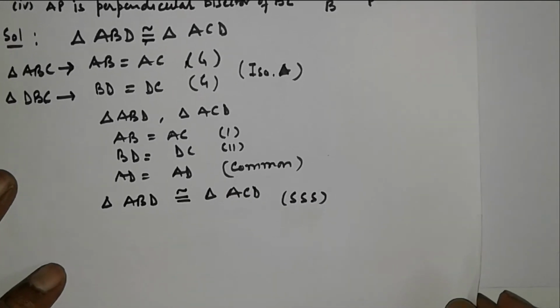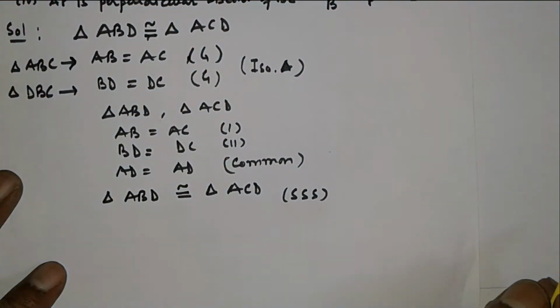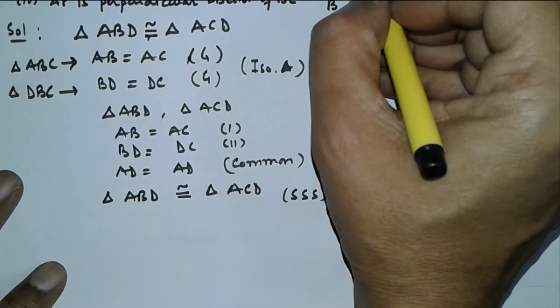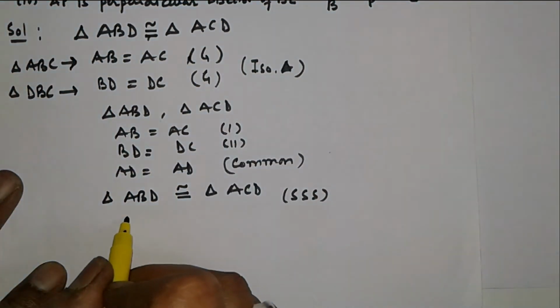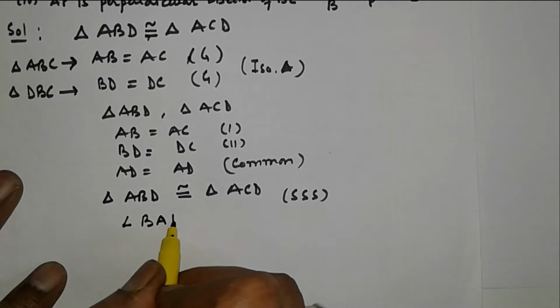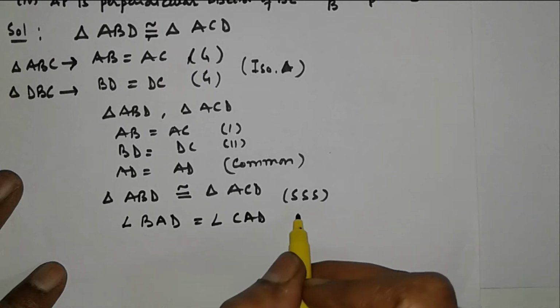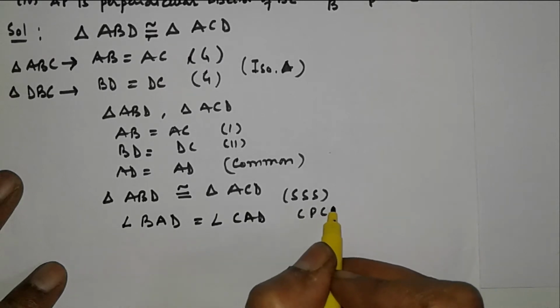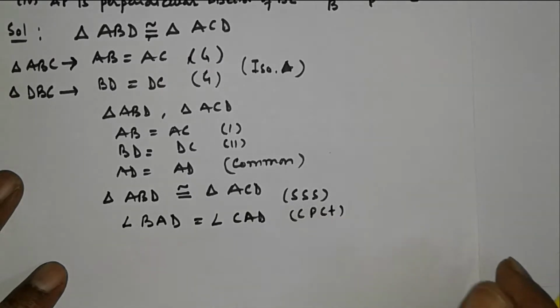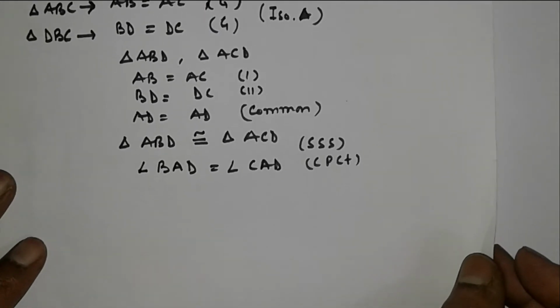Now here you can do one thing also. After doing that, you see this angle 1 is equal to angle 2, so you can say angle BAD is equal to angle CAD by CPCT. Okay, this is the first part we have done. Now we'll do the second part.